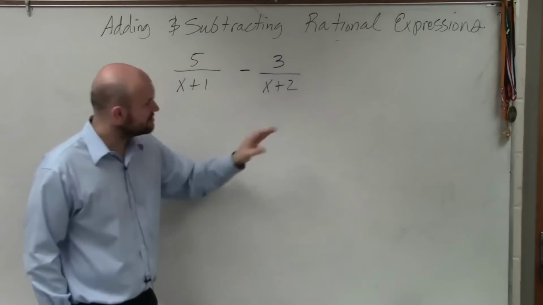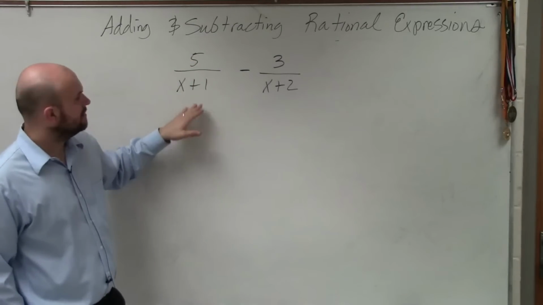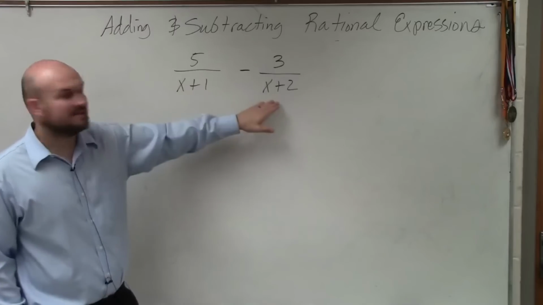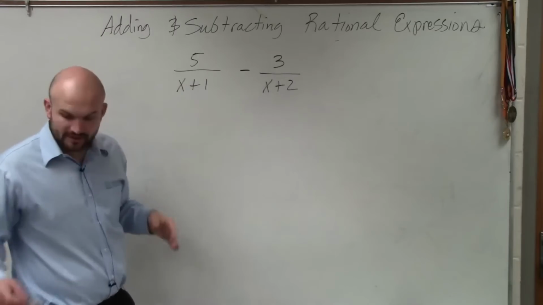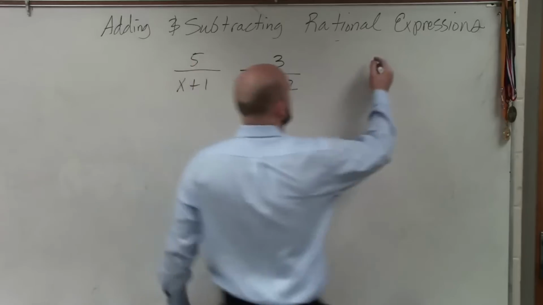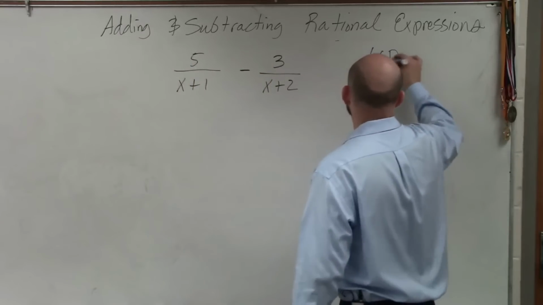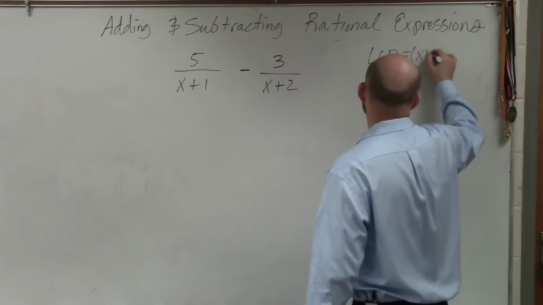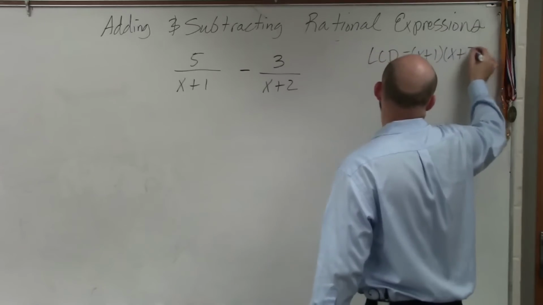However, with polynomials, if you look at this case, neither one of these divides into the other. So therefore, the common denominator is simply going to be the product. So when we say the LCD, that's going to be x plus 1 times x plus 2.